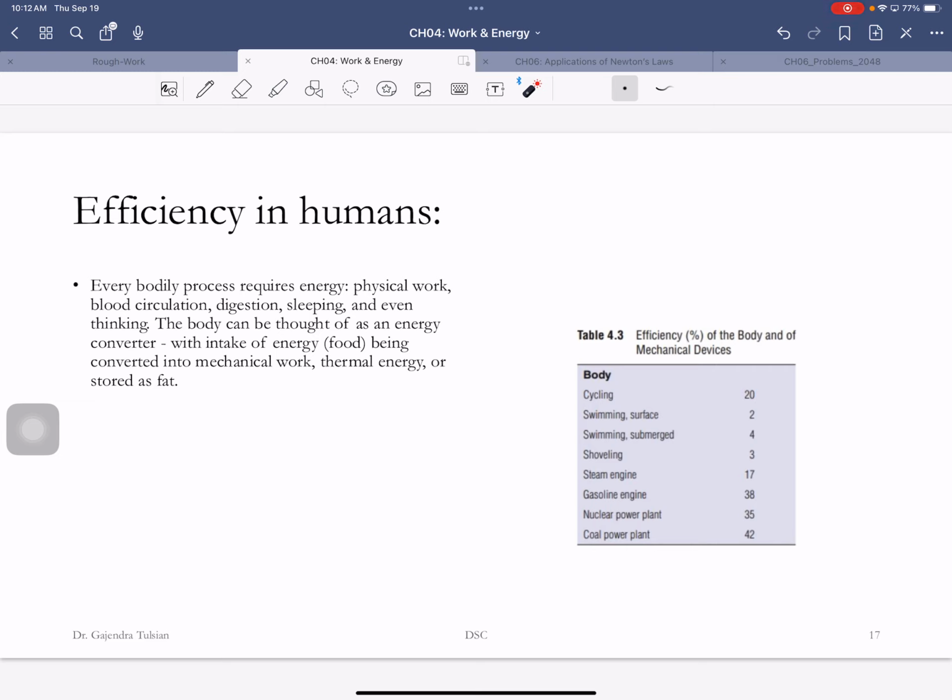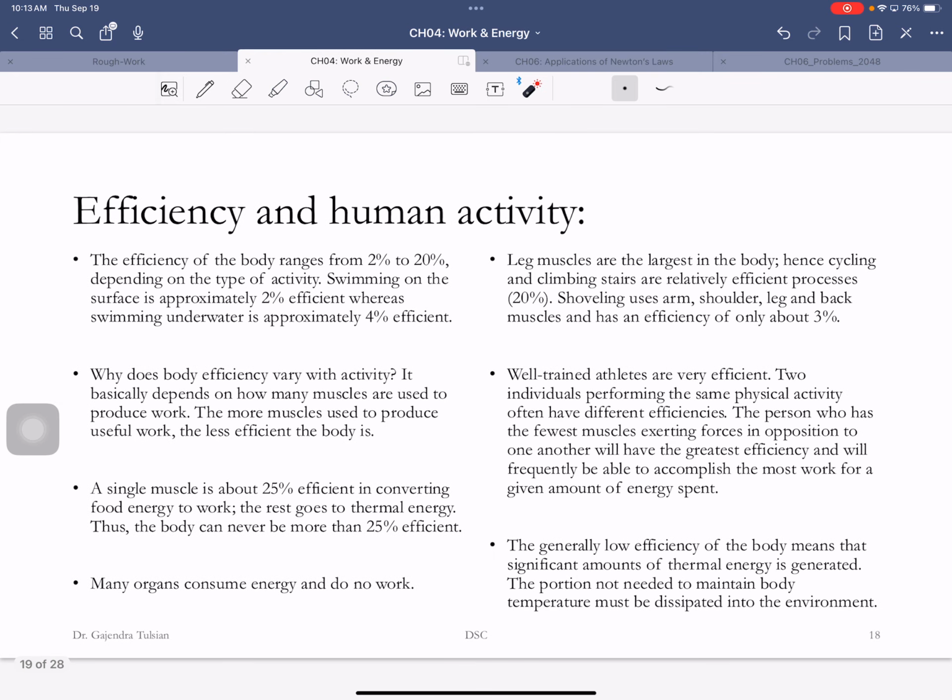The answer is the more muscles you use to do something, the less efficient you are. A single muscle is about 25% efficient. So if you used a single muscle to do a task, you'd be 25% efficient. So that's the upper limit. The body can never be more than 20% efficient.